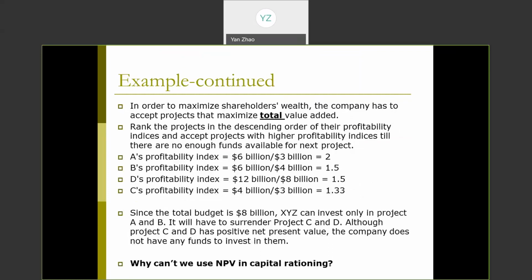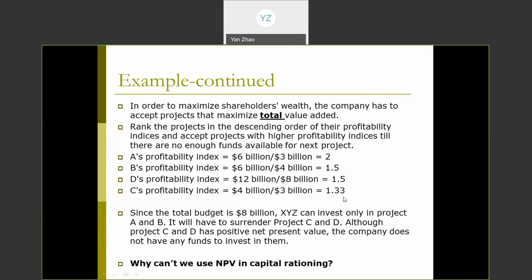Okay, in capital rationing, we have to calculate the profitability index for each project, and then we rank all the projects according to the profitability index. We are going to pick the highest profitability index projects within our budget. Okay, so let's do it. First, we calculate A, B, C, D's profitability index by using the present value of all future cash flows divided by your initial investment. So project A has the highest PI ratio, 2, followed by B and D, 1.5. Then C has the lowest one, 1.33.